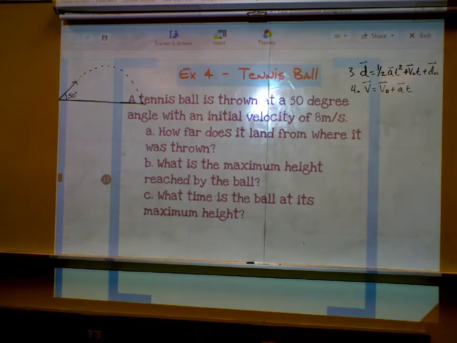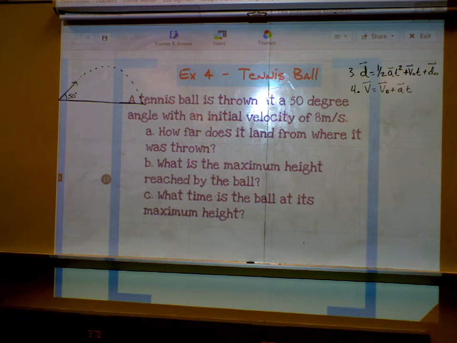All right. This is our first projectile motion example. So we're going to take all the things we learned yesterday about vectors and accelerations and which way they point, and we're going to apply it to this problem right here. All right. So first thing I asked you guys to do was think about our first step in this problem.